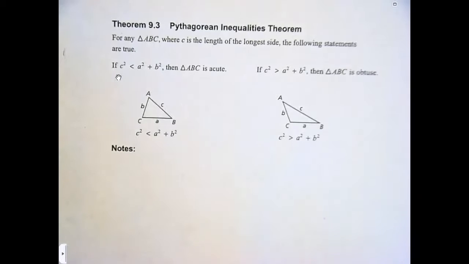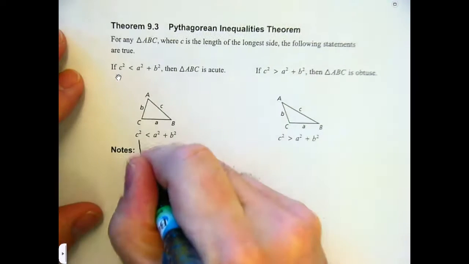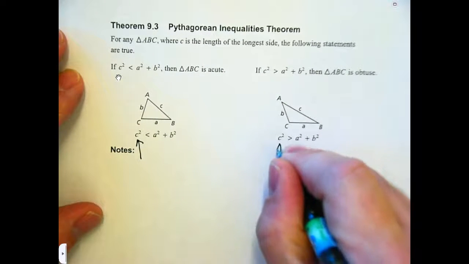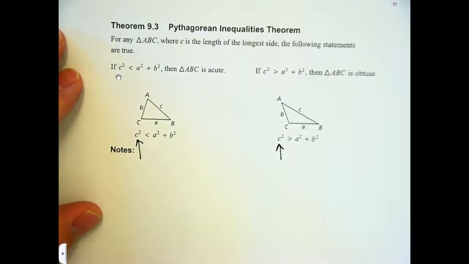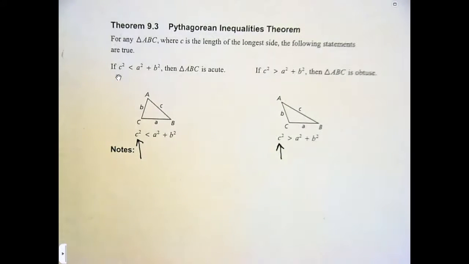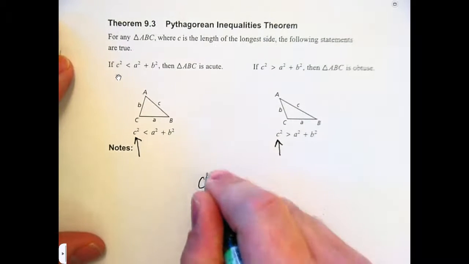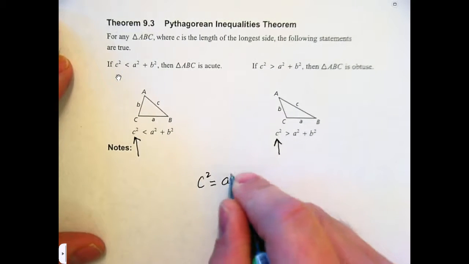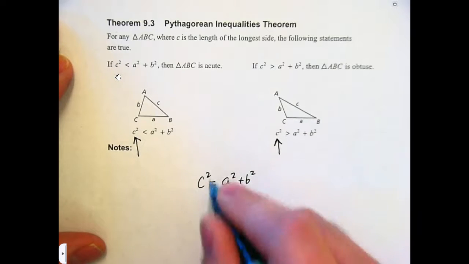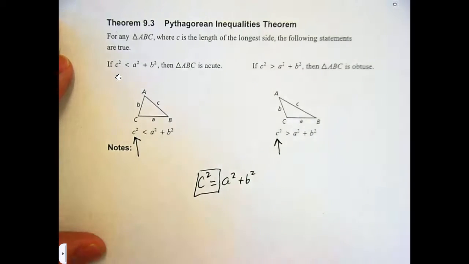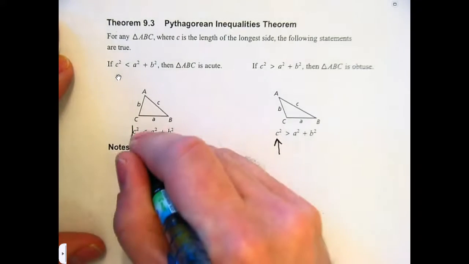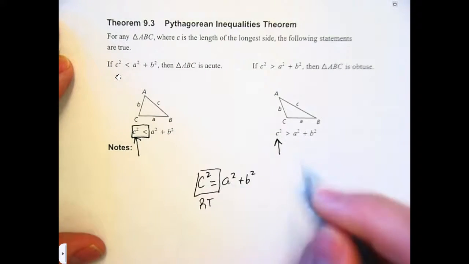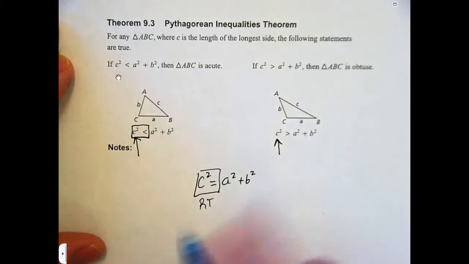So if you think of C as always your longest side, and if you focus in on C, I'm going to give you an easy way to remember this if you pay close attention. You either have a right triangle, an acute triangle, or an obtuse triangle. If you focus in on C, if C squared equals a squared plus b squared, so if C squared is equal, then it's a right triangle.